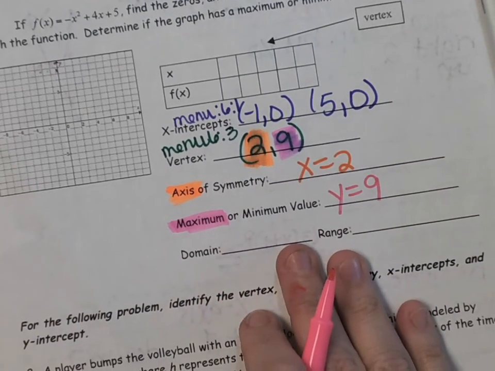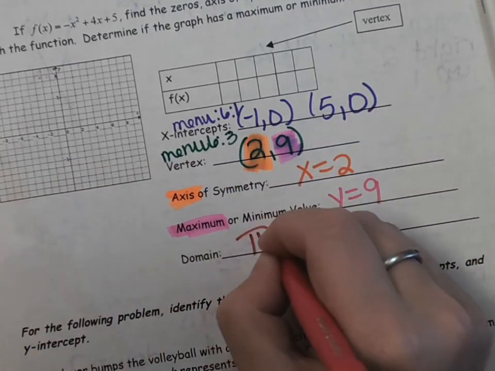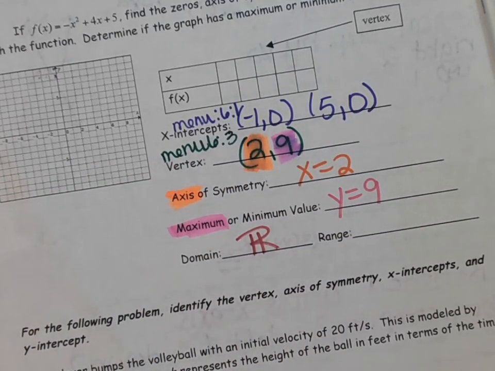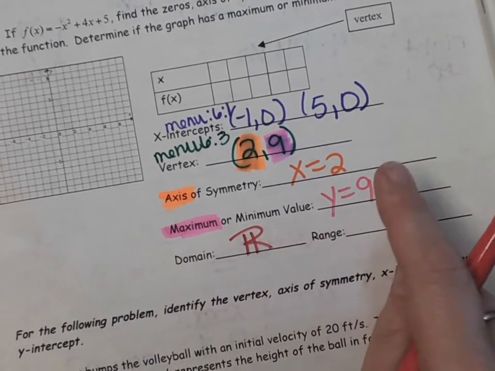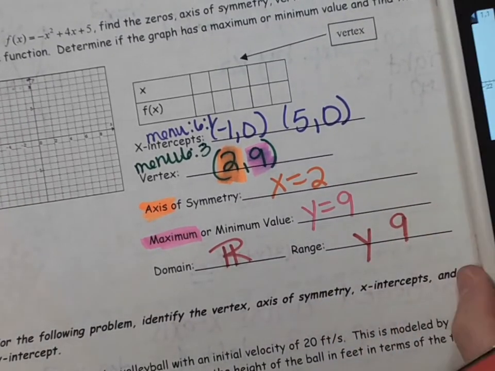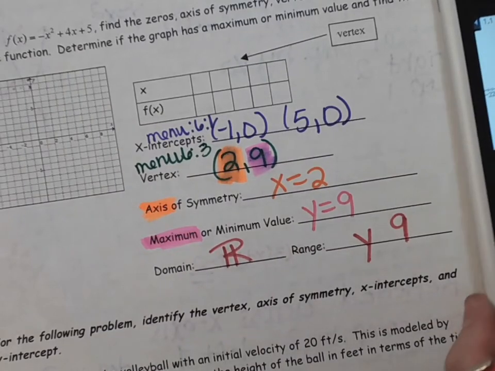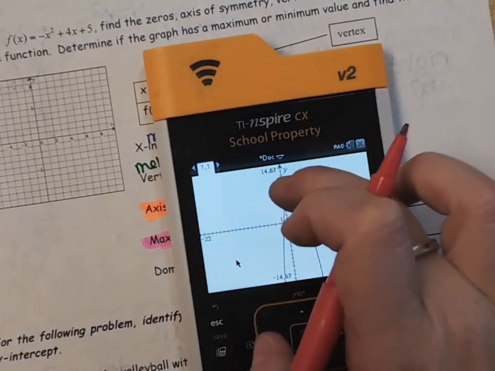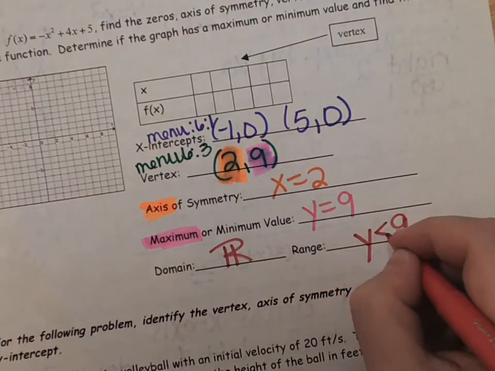Domain. Domain is always, always, always all real numbers, unless we're talking about a real thing like the seagull or the eagle or the dolphin problem. Range. Range is the same as this guy here, except our mouth is facing down. So down is lower. It is lower. So that means y is less than or equal to 9.